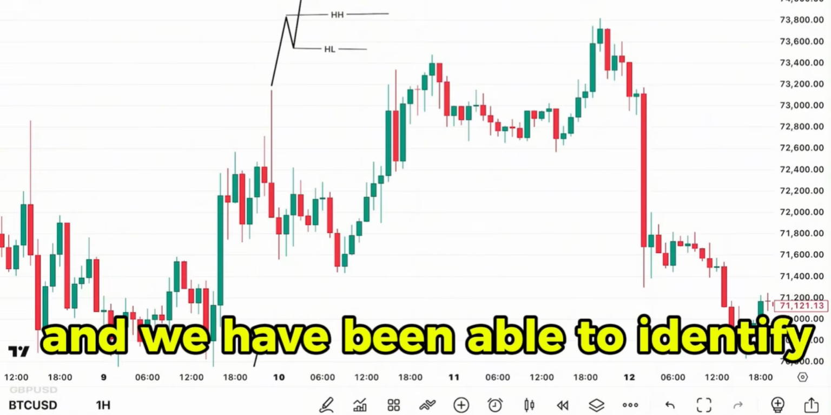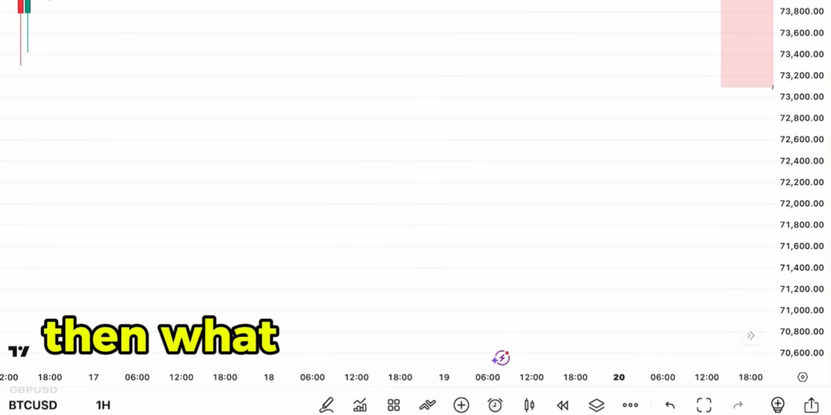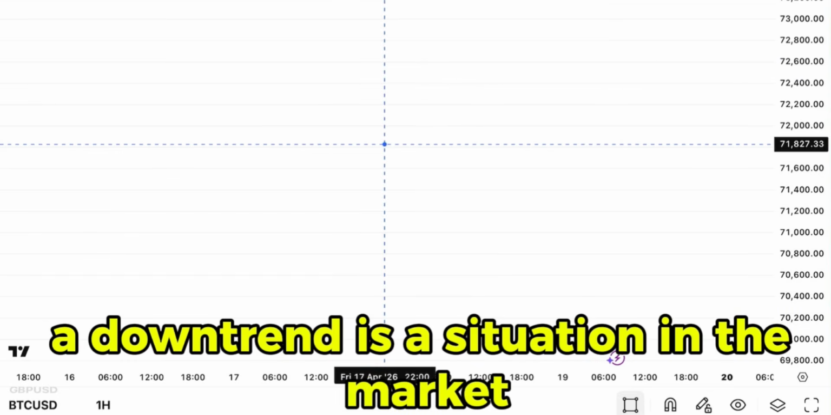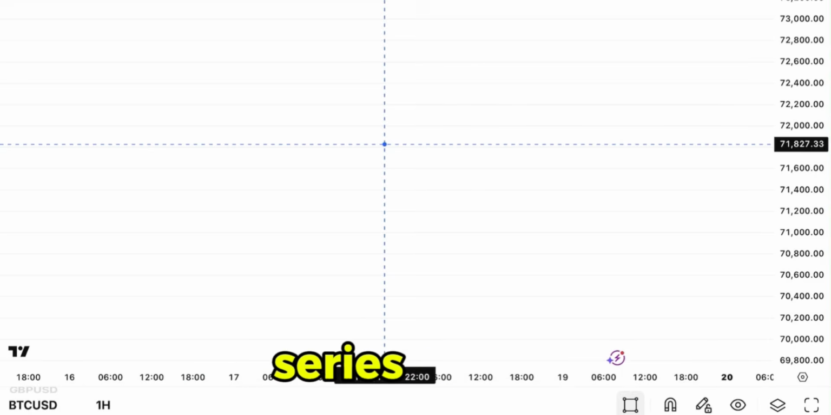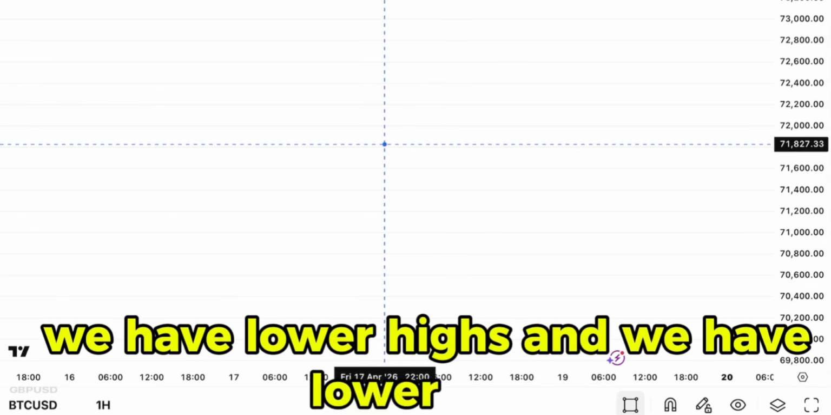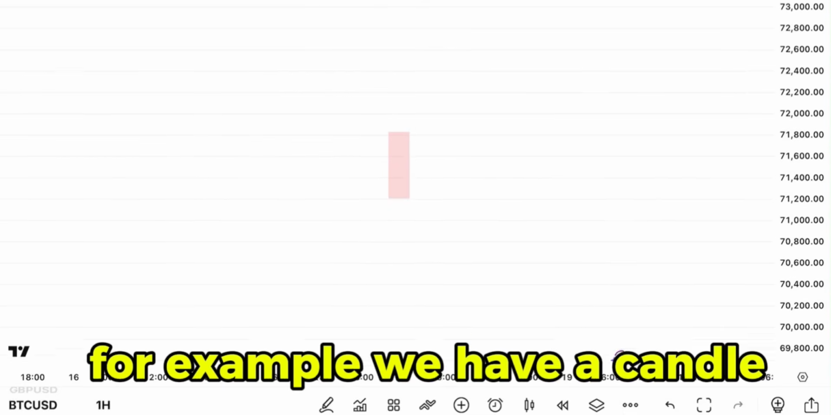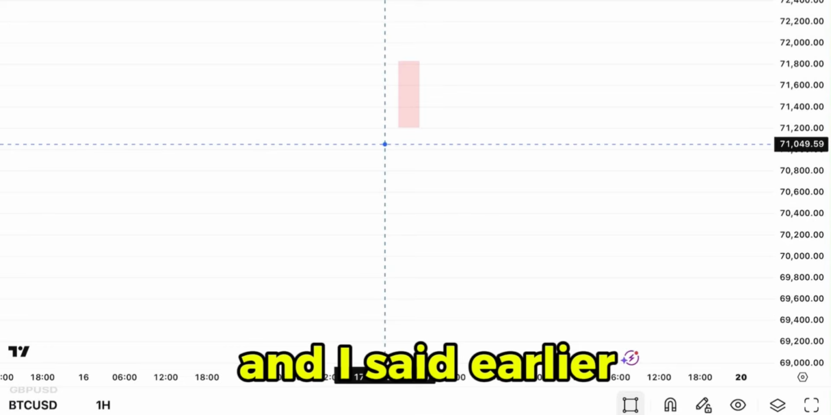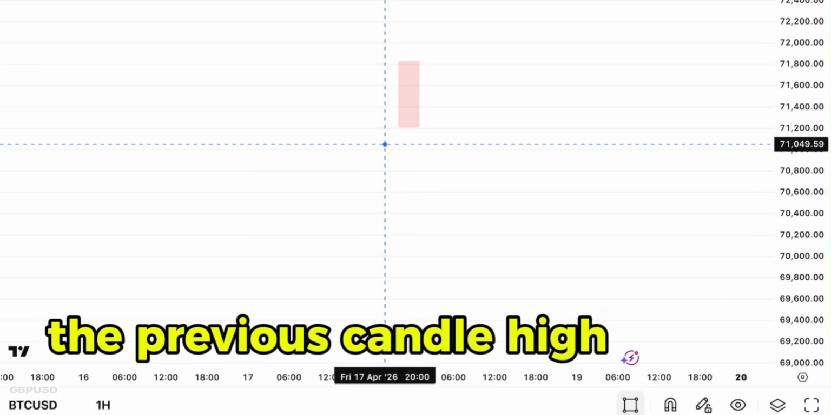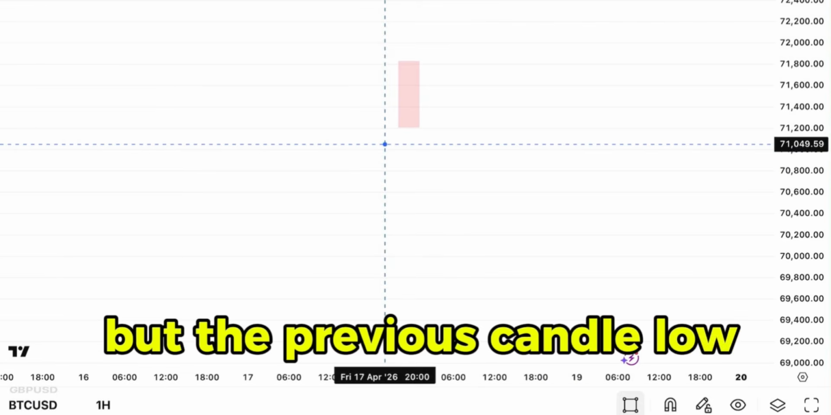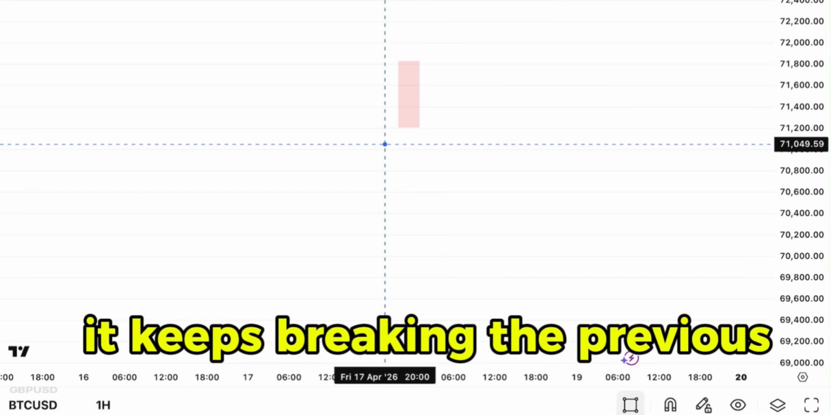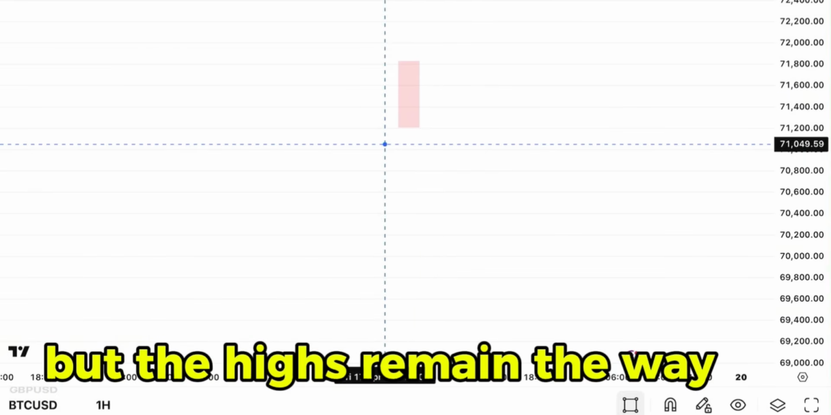And we have been able to identify that in the market. Then what do we understand by a downtrend? A downtrend is a situation in the market where the candles keep printing a series of lows. We have lower lows, we have lower highs, and we have lower lows. For example, I said earlier that a downtrend is characterized when the previous candle high remains protected, but the previous candle low remains vulnerable. It keeps breaking the previous candle lows, but the highs remain the way they are.